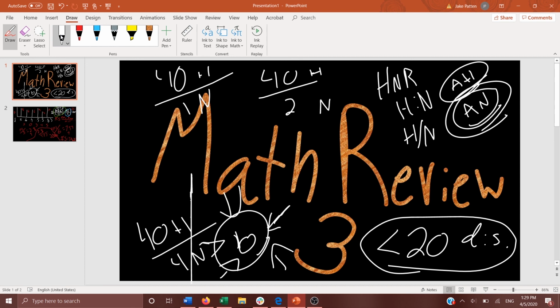All right, and with that, my computer, you can see, is starting to go crazy. It thinks I'm touching it when I'm not, and drawing this weird line. And that's the end of the math review.